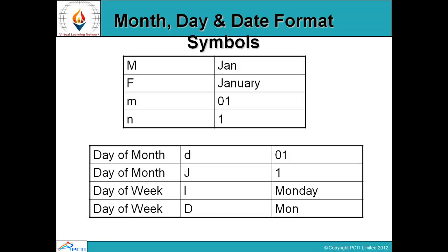We can make use of some symbols for the date and date format. M is meant for the month in short form, like JAN. F means the full form, JANUARY. m stands for 01, the number form. n is for 1. For the day of the month, you will write d for 01, or j for 1. For the day of the week, l for Monday, and D for MON.